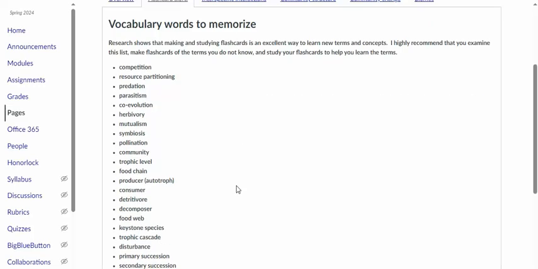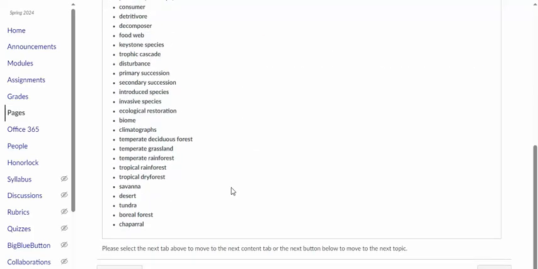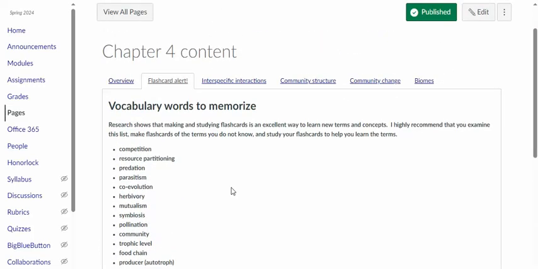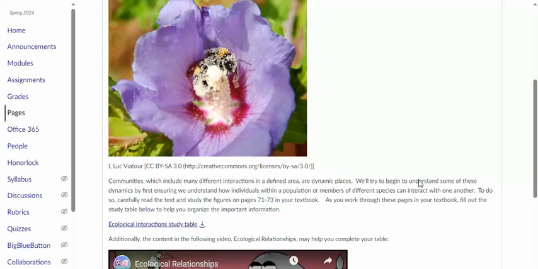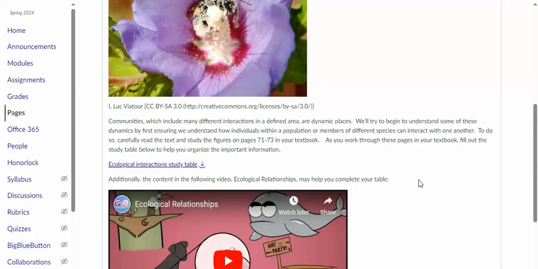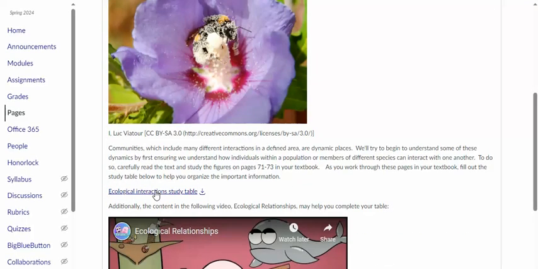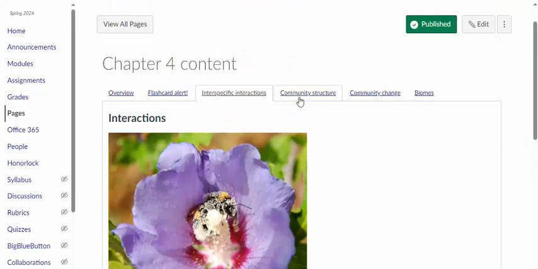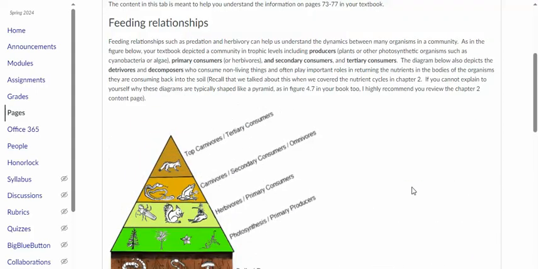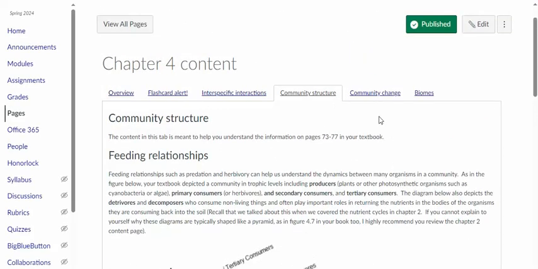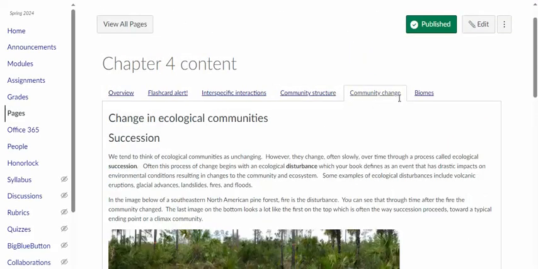Also, I recommend that you make flashcards of some of these terms that you don't know so that you can learn them. And then on the other tabs in this content page, I have videos and study tables like this one that I recommend you download and fill out, and a whole bunch of resources to try to help you understand the material in chapter 4.